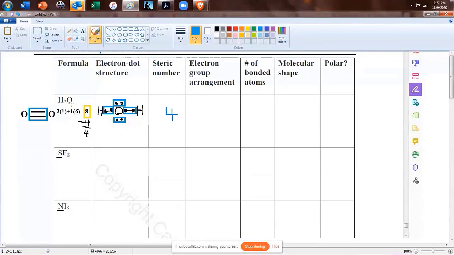Since I've used 4 of 8 electrons, the remaining 4 electrons I'm going to place in pairs on atoms that do not already have a full octet. Hydrogen only ever wants 2. It can't have 8 electrons. It's an exception to the octet rule. But oxygen does want 8, so I can put more electrons on oxygen. So I'm going to put 2 lone pairs here.